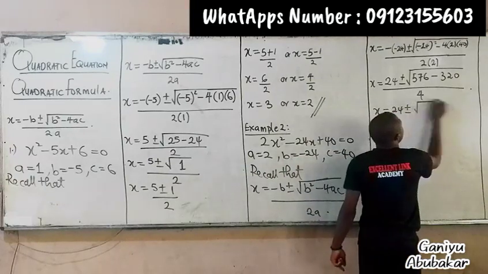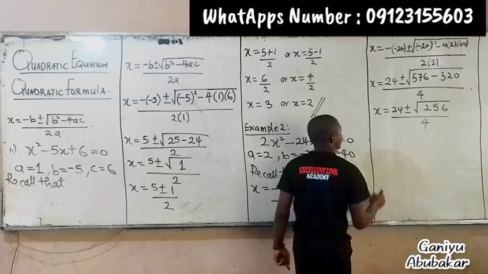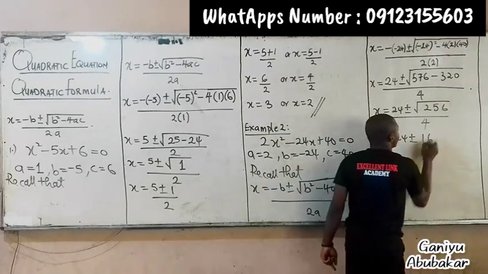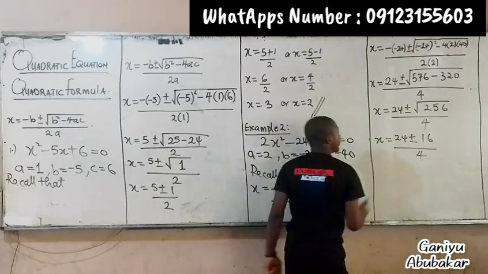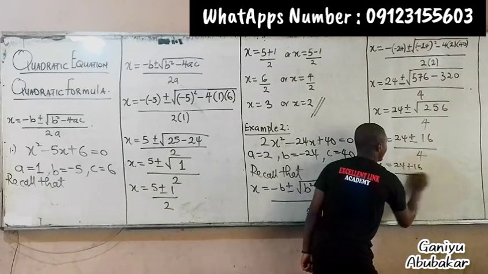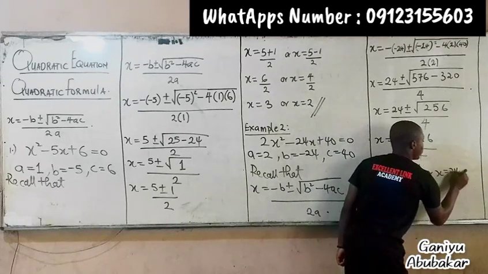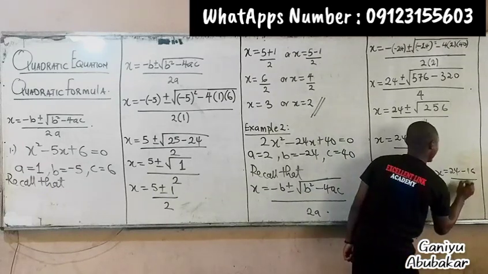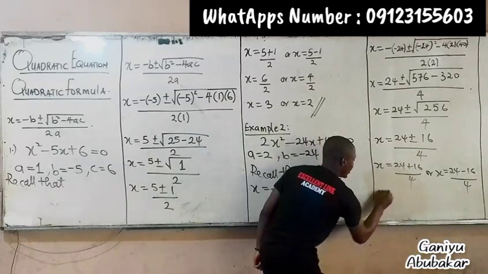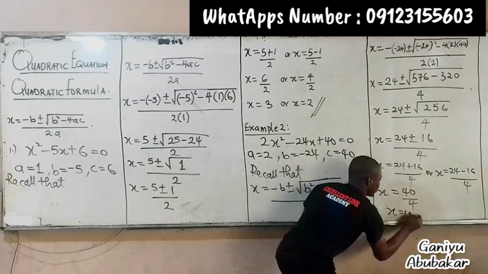Please take the square root of 256. That is 16. X is equal to 24 plus or minus 16, all over 4. Of course, separate this, please. X is equal to 24 plus 16 over 4 separately, or x is equal to 24 minus 16 all over 4. 24 plus 16 is 40, so x is equal to 40 over 4. Final answer here, x is equal to 10.